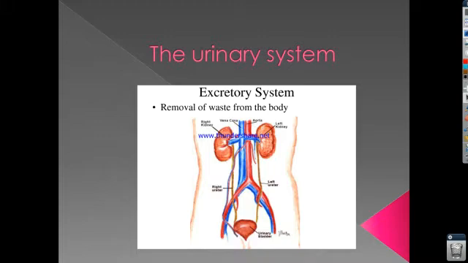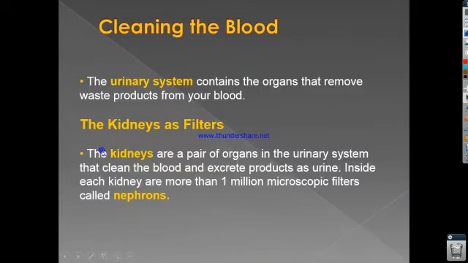The urinary system contains the organs that remove waste products from your blood. So we have many organ systems that work together to make the excretion process. Now, what is the excretion process? Excretion is the process of removing waste products from the body. We have 2 kidneys inside our body. The kidneys are a pair of organs in the urinary system that clean the blood and excrete products as urine.